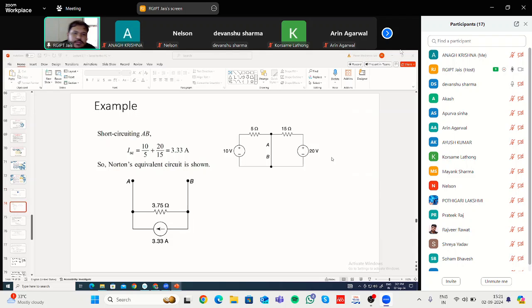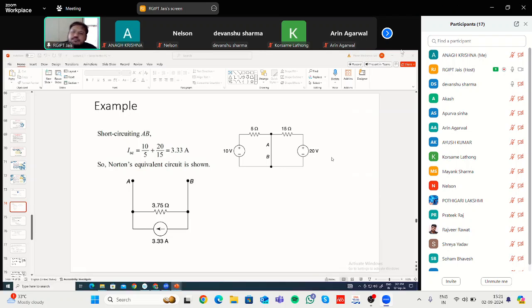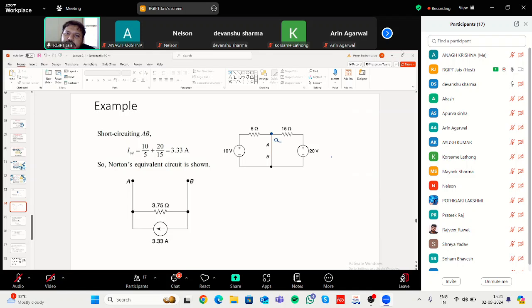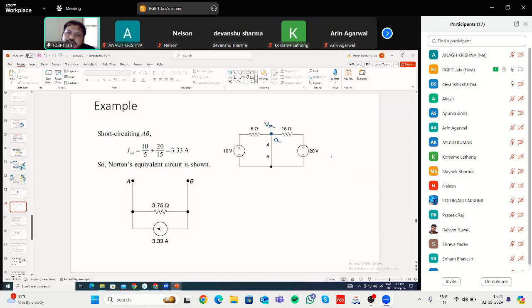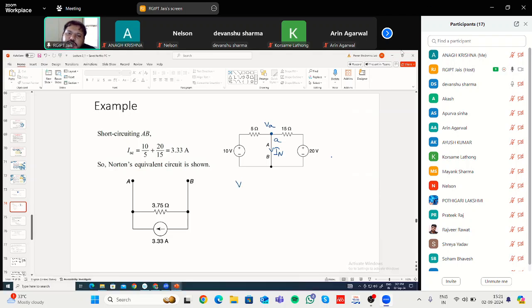Okay. This is your circuit. So let us say you're applying nodal analysis. You consider this as node A, with voltage VA. You don't know what this current is, so let us say the current is in this direction, ISC or IN. In this branch, what will be the current flowing? VA minus 10 divided by 5.